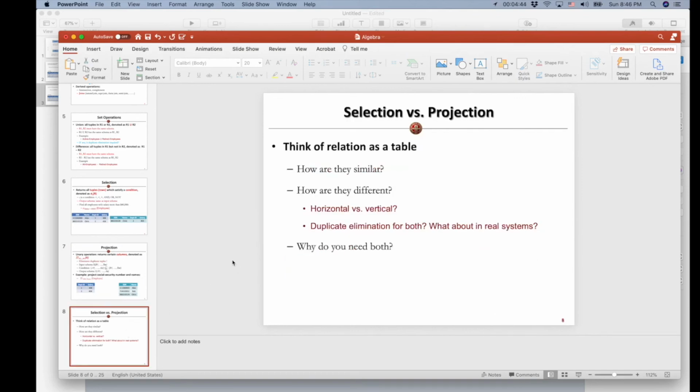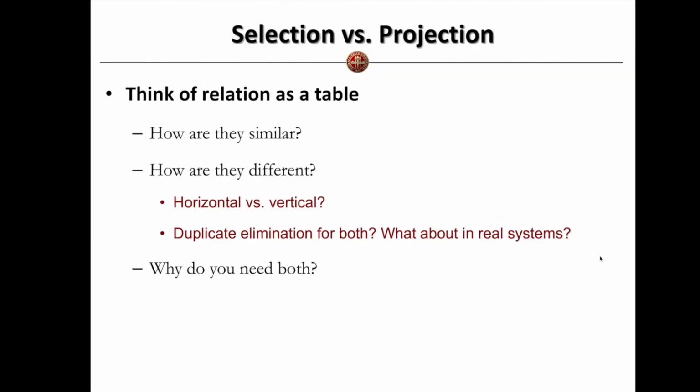And we can provide a comparison between the selection versus projection. So we think of the relation as a table. In a certain sense, they are very similar to each other, right? I say they're similar because they both do the extraction of some information from tables. Selection does the extraction in the rows. Projection does the extraction in the columns. They both do data extraction. However, they are also different, right? The selection works by the rows. Projection works by the columns.